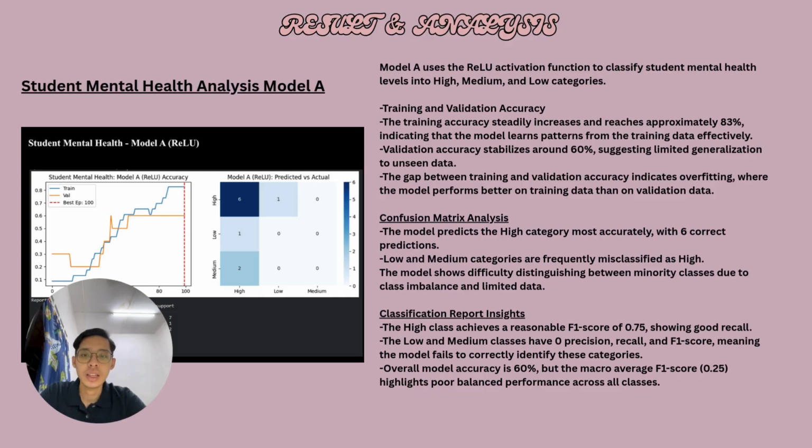I will continue with model A, which is exam score prediction. First, looking at model A using ReLU, we can see that the training accuracy increased steadily and reached a high value, while the validation accuracy stabilized at around 60%. This gap indicates that the model learns well from the training data but struggles to generalize to unseen data, suggesting overfitting. From the confusion matrix, model A performs well in predicting the high mental health category.